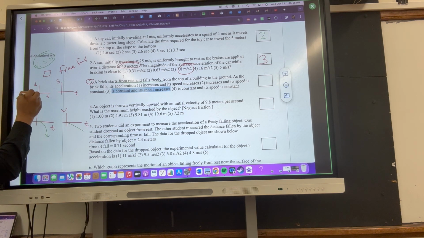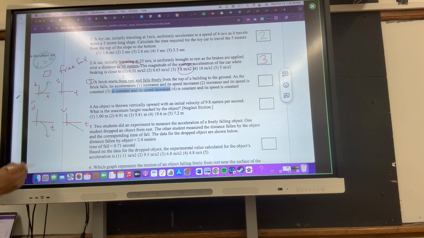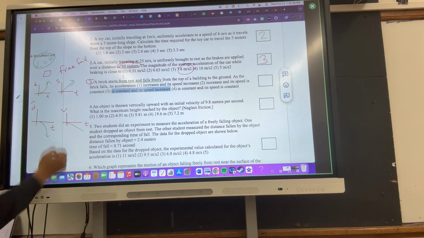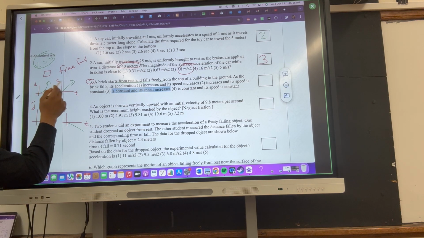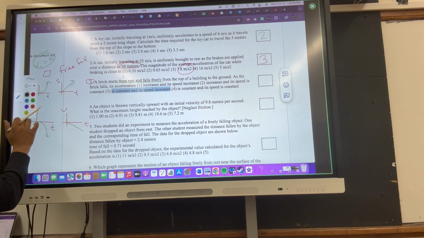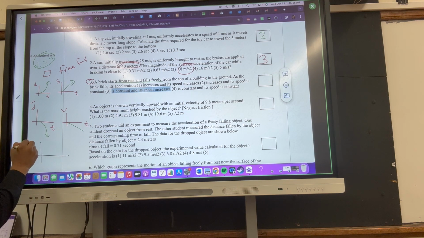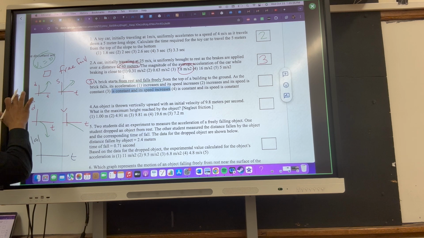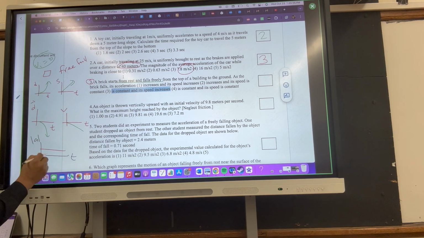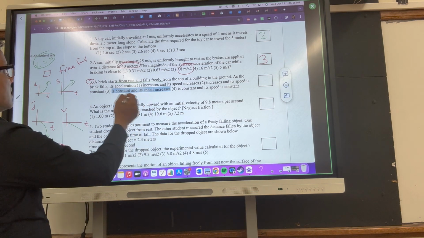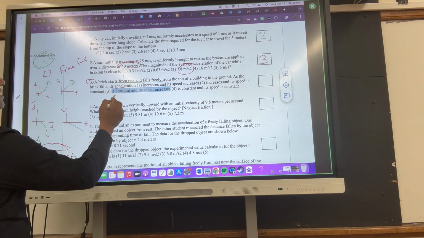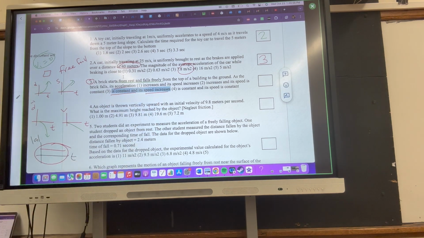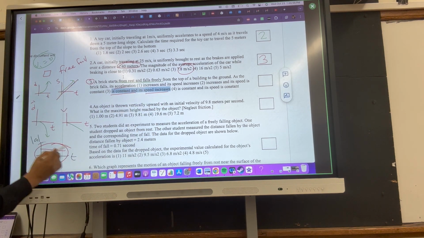Take the absolute value of this, and take the absolute value of this. Okay, and if you do the acceleration versus time graph for this one, what would it look like? The absolute value of a looks like constant, right? So this is constant. So it says that as it falls, the acceleration is constant and the speed is increasing. Speed is increasing and acceleration remains constant.